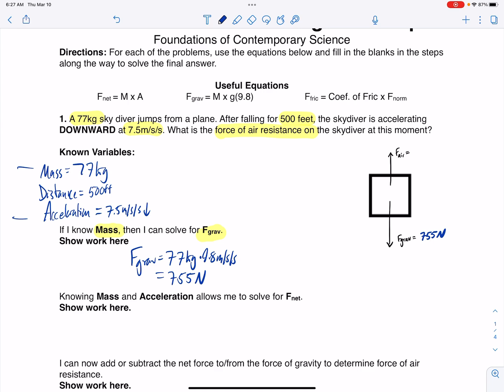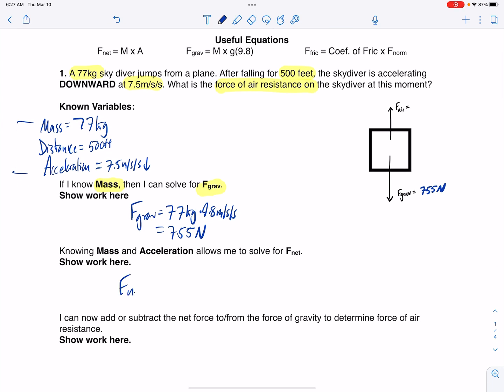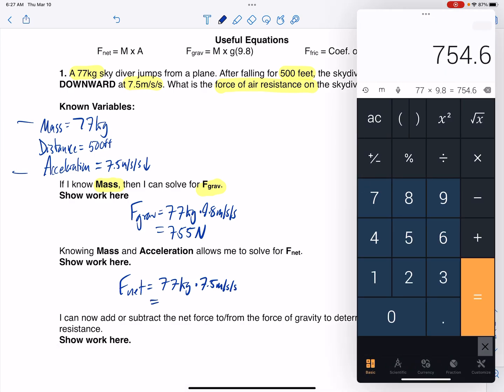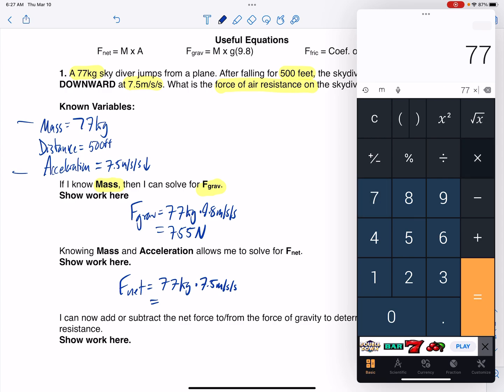So let's do it. Let's take our mass. F net is equal to 77 kilograms times 7.5 meters per second squared. And let's grab our calculator again. We're going to go 77 times 7.5, is going to give us, let's see, we'll round that to 578. 578 newtons of net force.